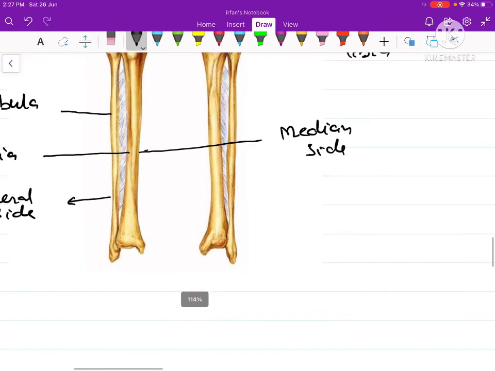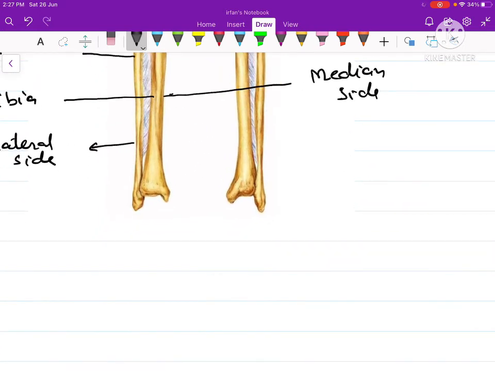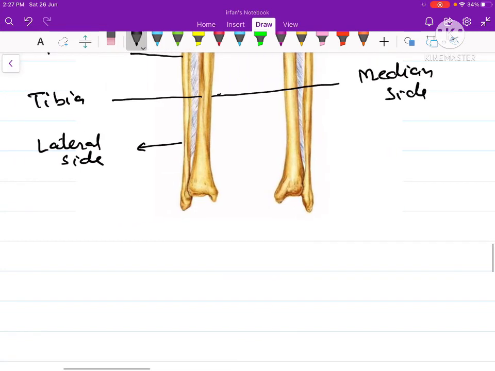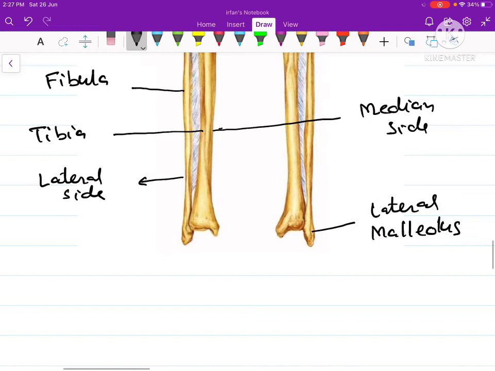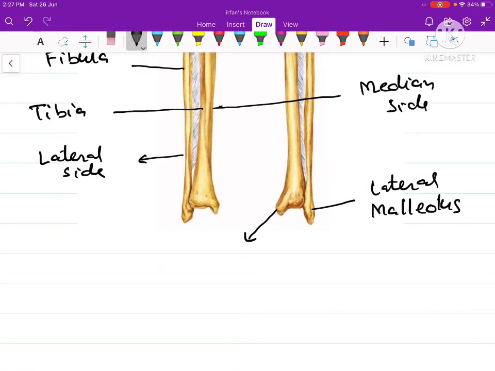Another important feature of these bones is the presence of two prominences. The prominence formed by the thinner bone, that is the fibula, is called the lateral malleolus, while the prominence formed by the thicker bone, the tibia, is called the median malleolus.